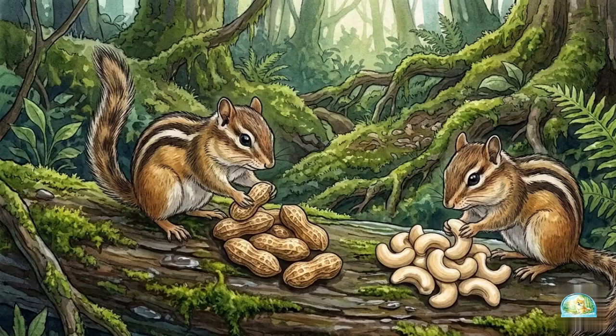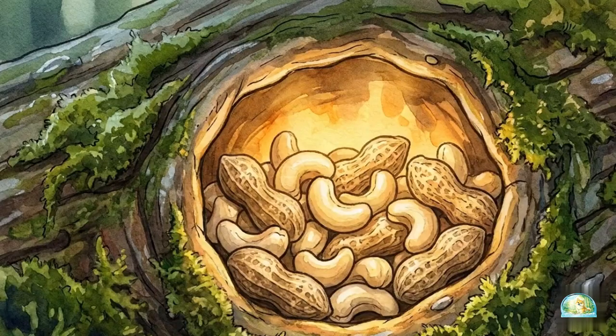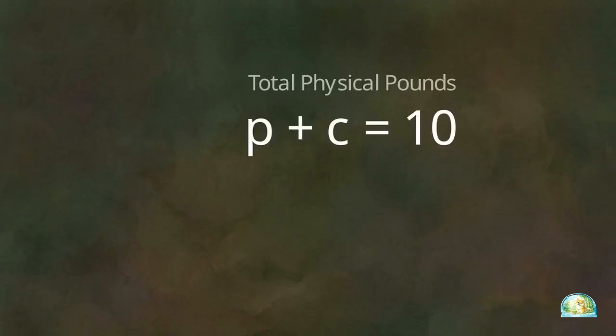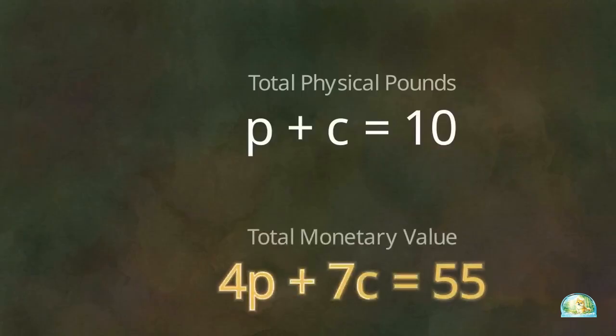Mixture problems combine these mechanics. A store mixes peanuts that cost $4 a pound with cashews that cost $7 a pound. They want to create a 10-pound mix worth exactly $55. Just like our ticket problem, we write an equation for the total physical pounds, P plus C equals 10. Then we write one for the total monetary value.